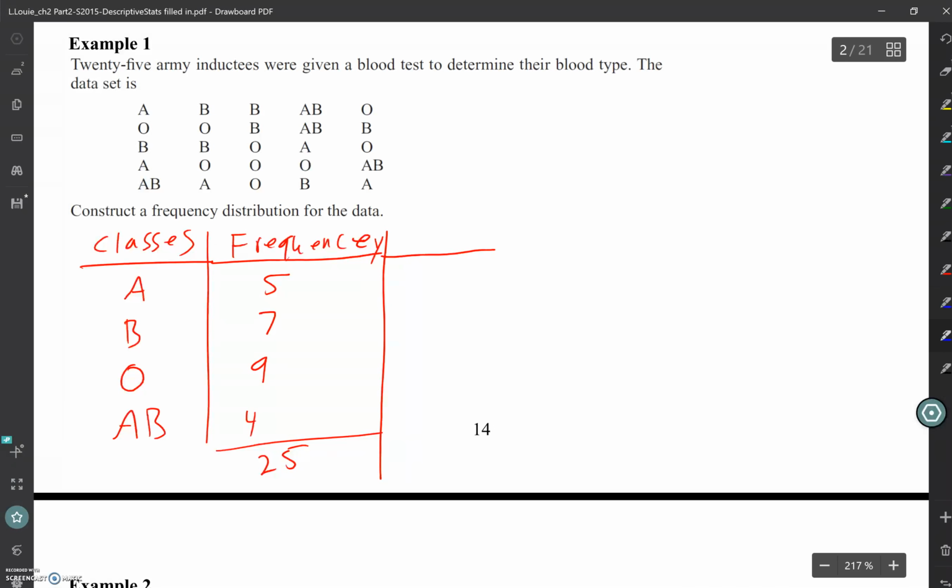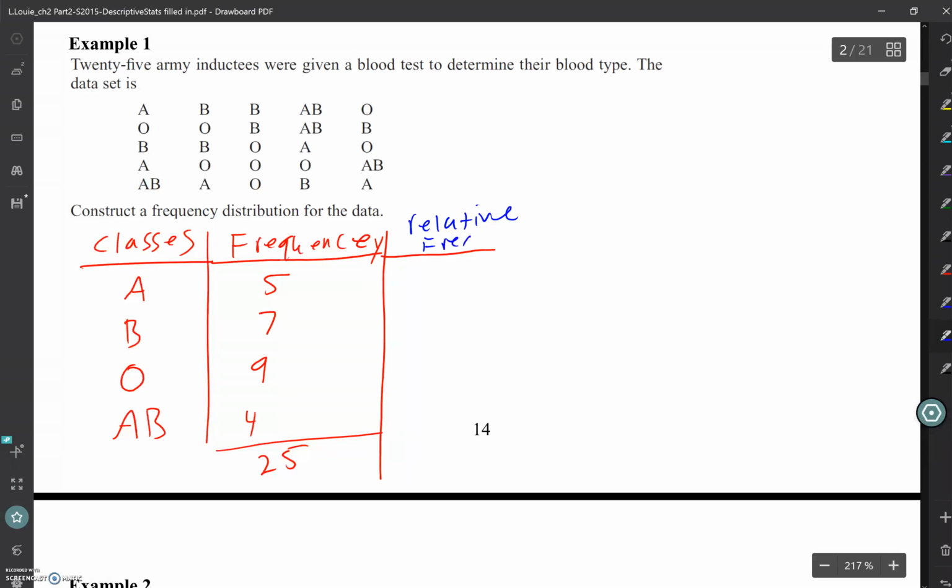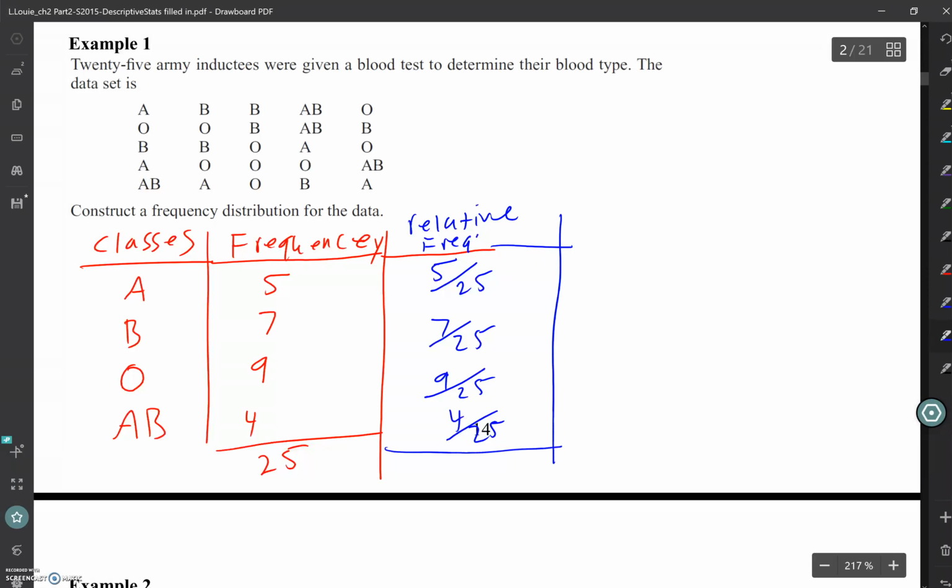If it asked me to find the relative frequencies, we'll just extend this. We still need this basic part, but we could get the relative frequencies. And that's where you divide. We take the frequency count for each category, so 5, and divide by the total: 5 divided by 25, 7 divided by 25, 9 divided by 25, and lastly 4 divided by 25. Those should give me some sort of decimal. So let's see what that gives us.